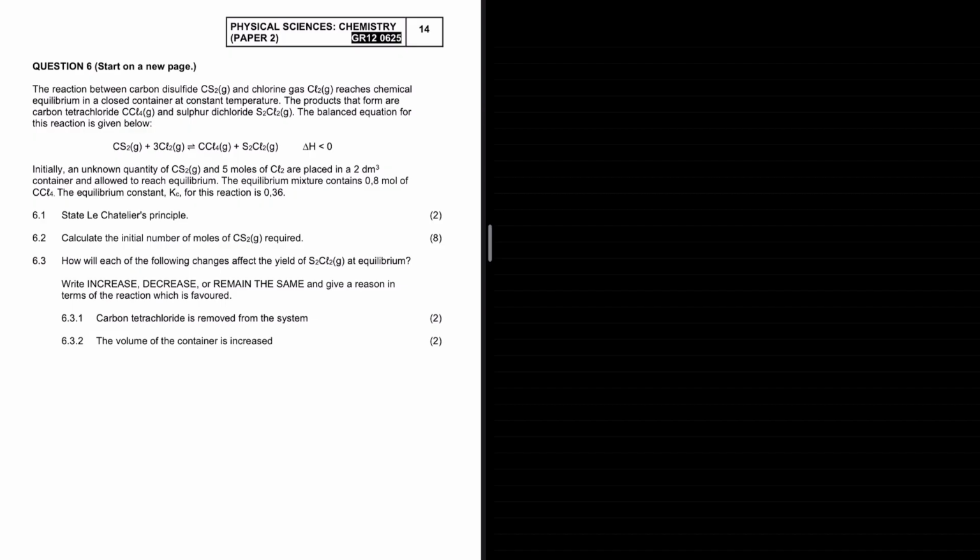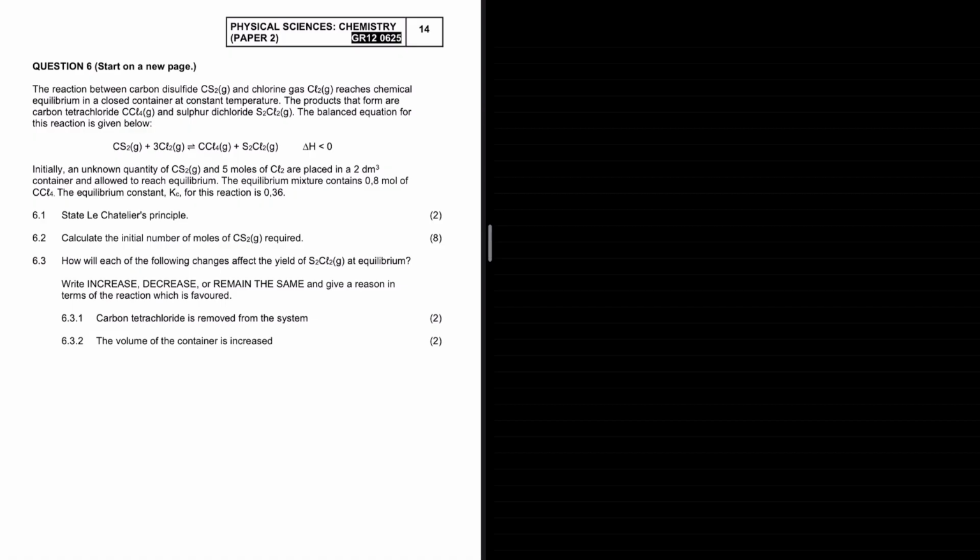Initially, an unknown quantity of CS2 and 5 moles of Cl2 are placed in a 2 dm cubed container and allowed to reach equilibrium. The equilibrium mixture contains 0.8 moles of CCl4. The equilibrium constant Kc for this reaction is 0.36. Question 6.2. Calculate the initial number of moles of CS2 required.